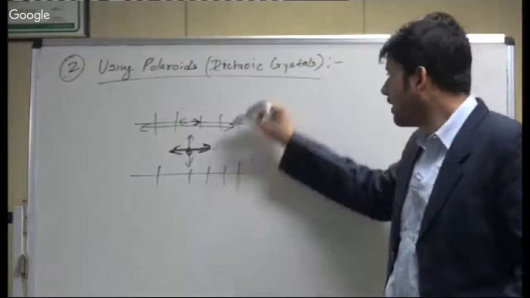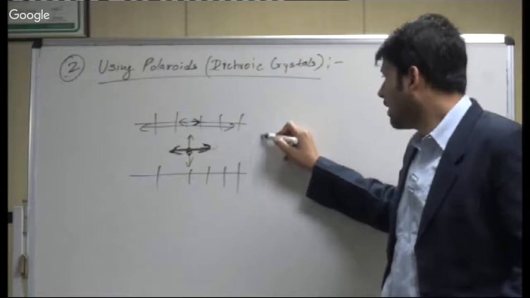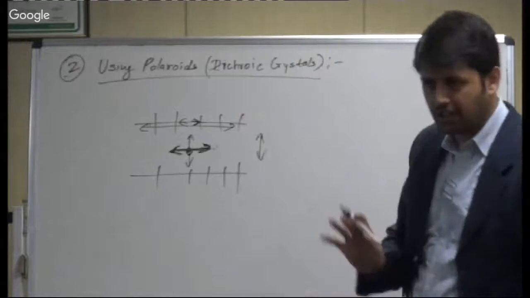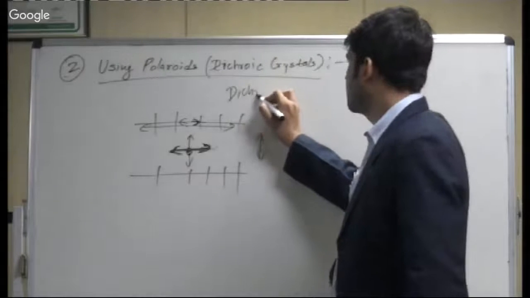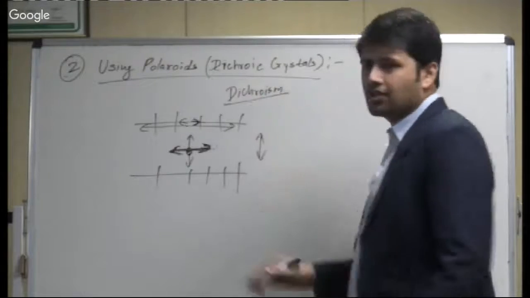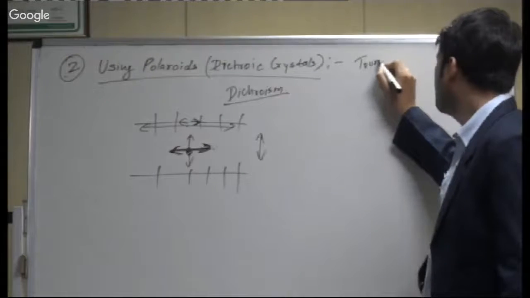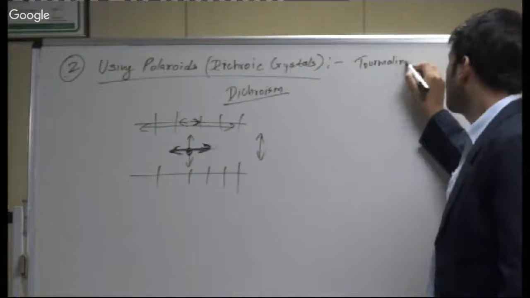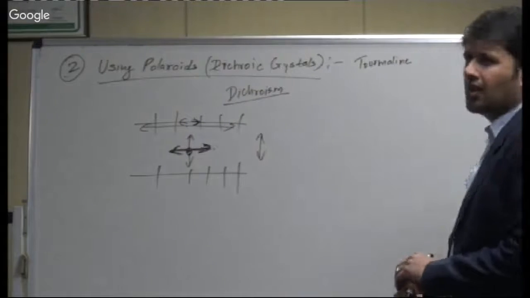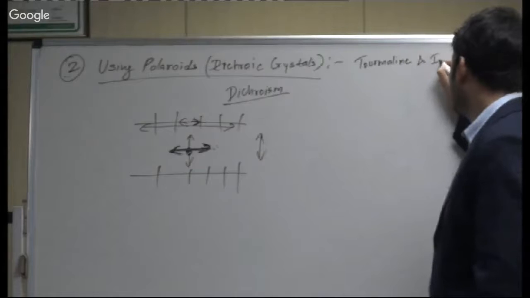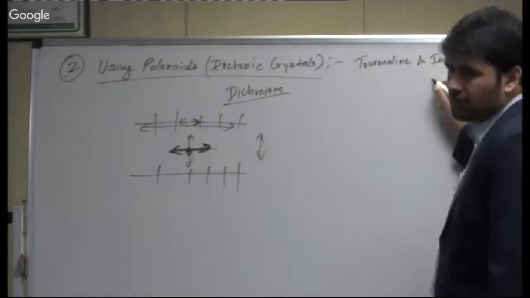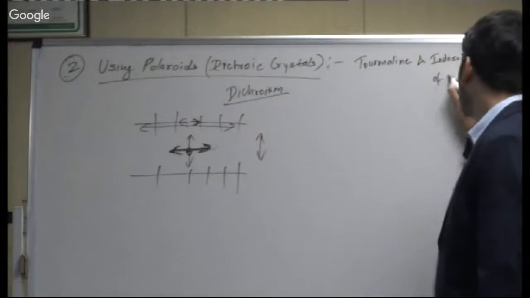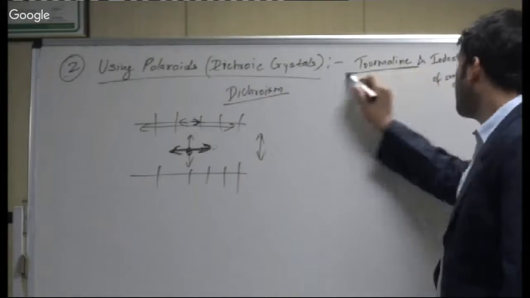What we get is, finally, after passing through it, oscillations of this type only. Getting my point? Okay, so this behavior is called dichroism. It is shown by tourmaline. A few you might know, tourmaline, and some a lot complex names, iodosulfates of some compounds. So the primary thing is tourmaline.